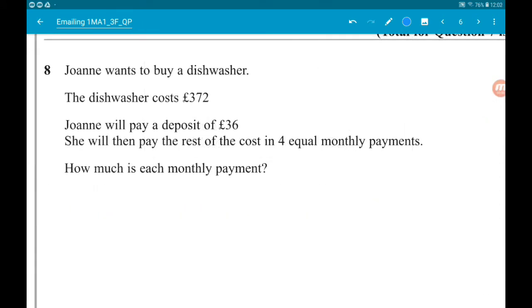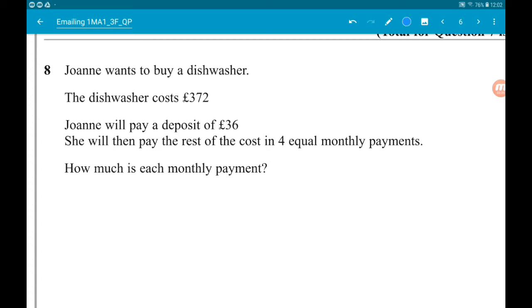Okay, number 8. Joanne wants to buy a dishwasher. Now the dishwasher costs £372. Joanne will pay a deposit of £36. She will then pay the rest of the cost in 4 equal monthly payments. How much is each monthly payment?